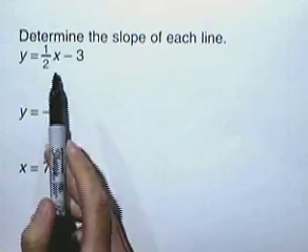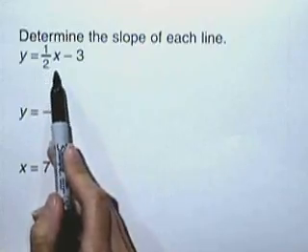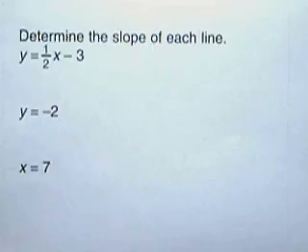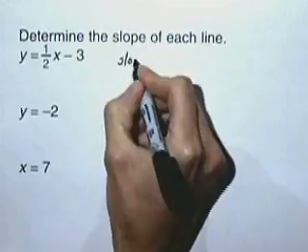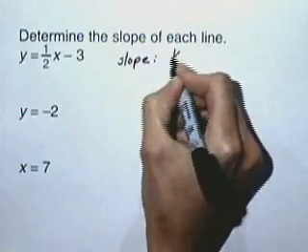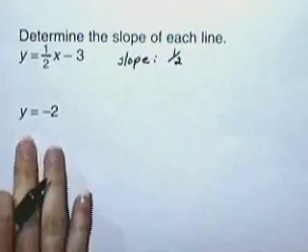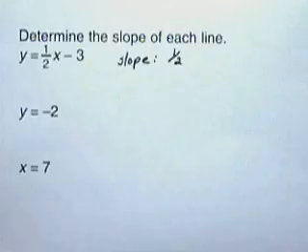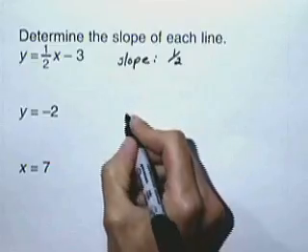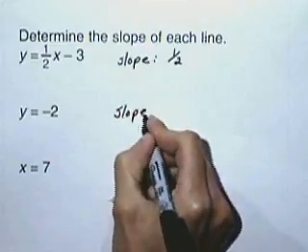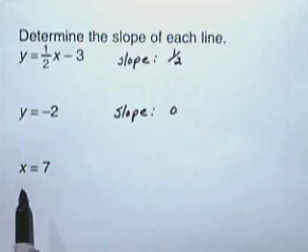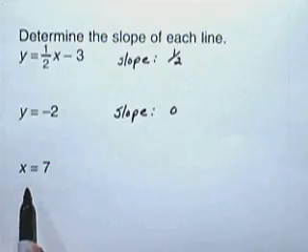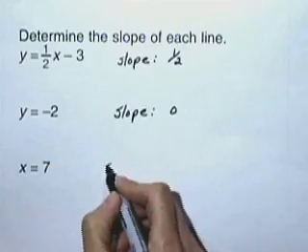Now, the first equation is written in the form y equals mx plus b. What is the slope? The slope is 1/2. Right. Now, the equation y equals -2 is a horizontal line. So what is the slope? 0. Good. And x equals 7 is the equation of a vertical line. What is the slope? It's not defined. Good.